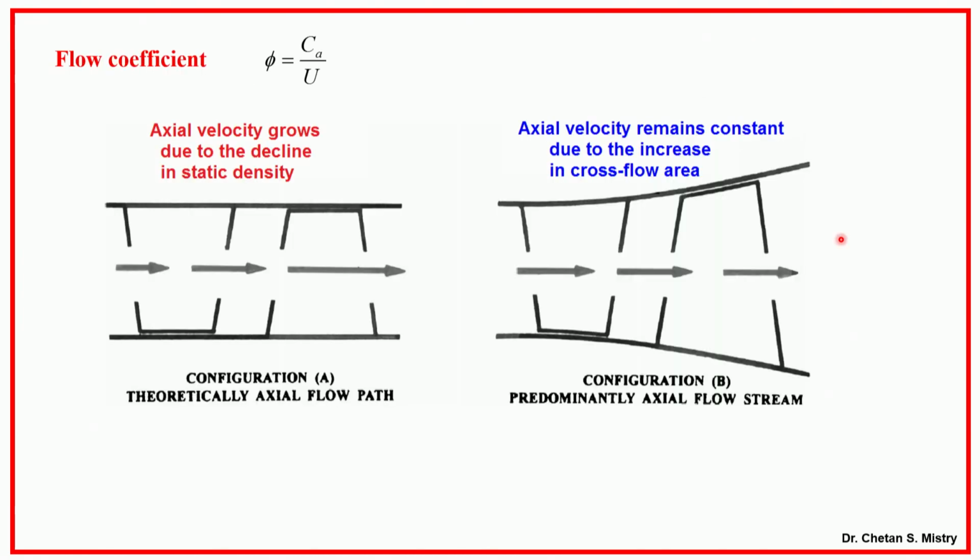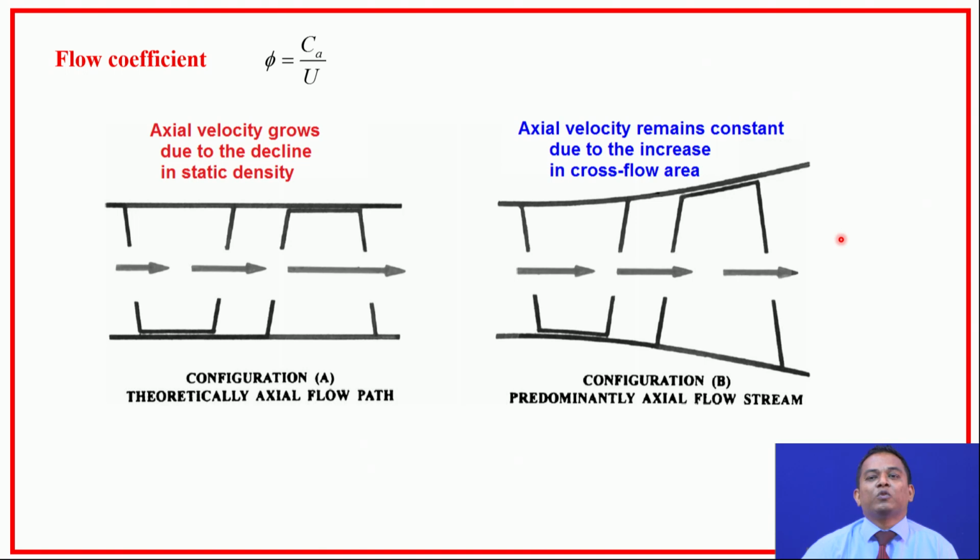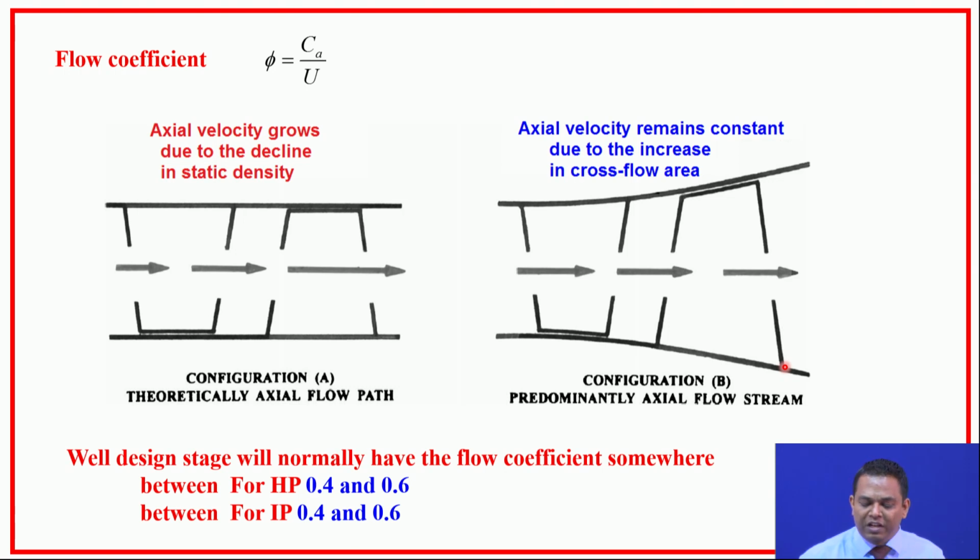Now let us come to the next parameter, that is my flow coefficient. What is our assumption for axial flow turbomachinery? We are assuming our axial velocity to be constant. Conventionally my flow path needs to be parallel, but what is our observation? Along the downstream movement with expansion work, my passage area increases. So conventionally people say the flow coefficient needs to be in the range of 0.4 to 0.6.